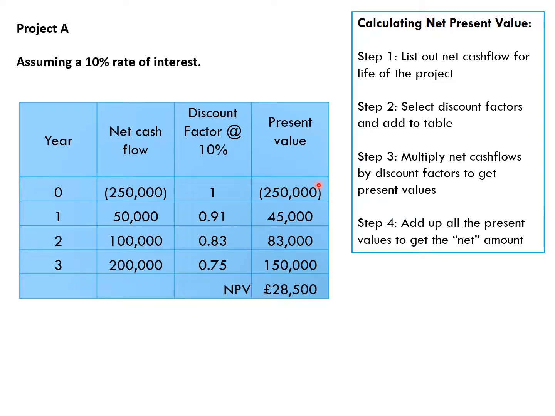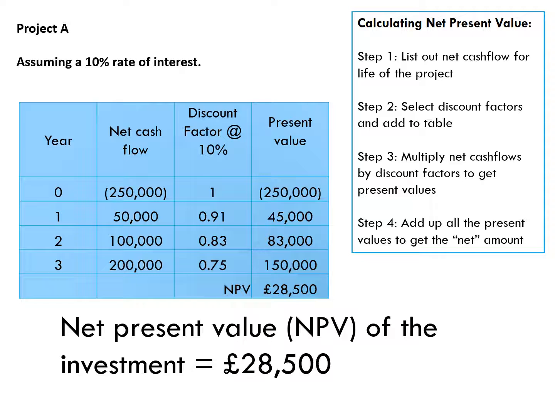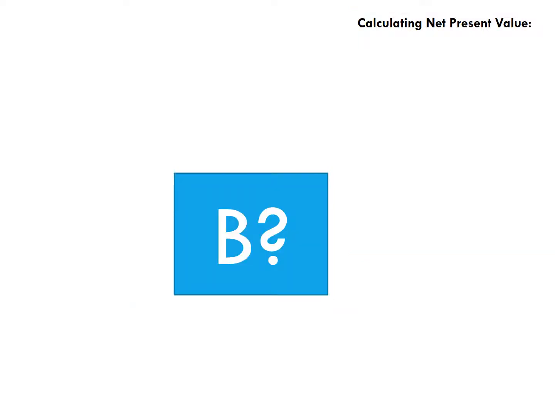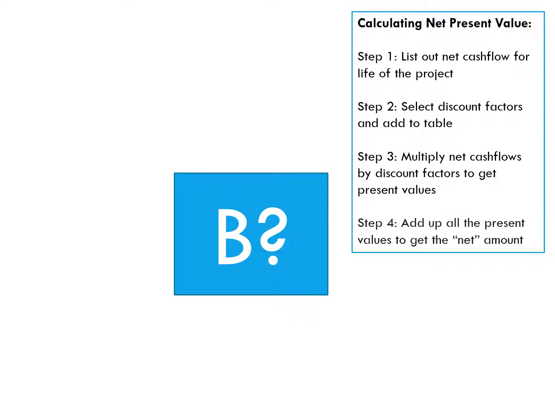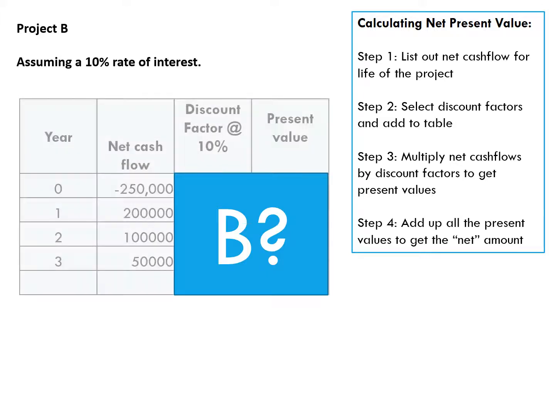And to find out what the overall present value, the net present value is, we simply add them all together. And so the net present value of this project will be £28,500. That's how much it's worth right now in year 0. Let's now look at Project B. Again, a quick reminder, these are the steps that we need to follow. We need Project B, assuming a 10% rate of interest.